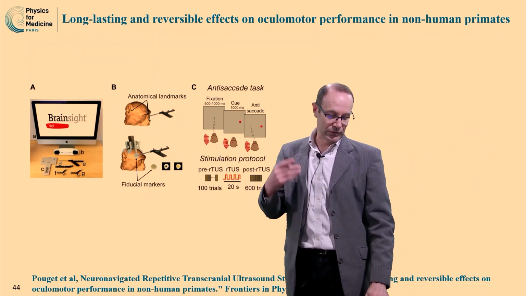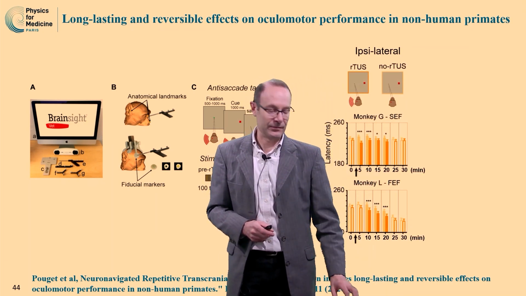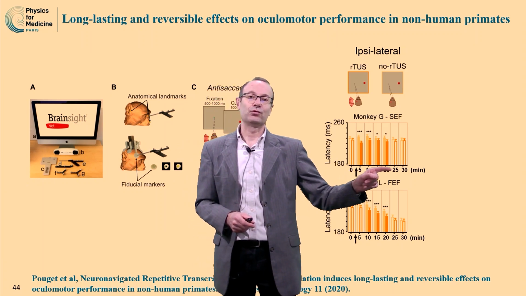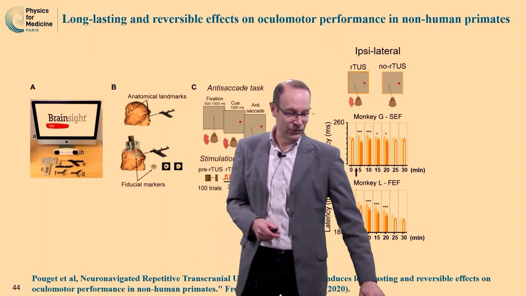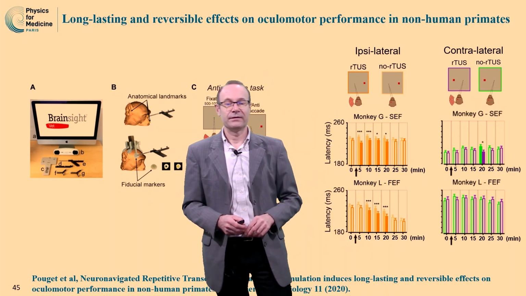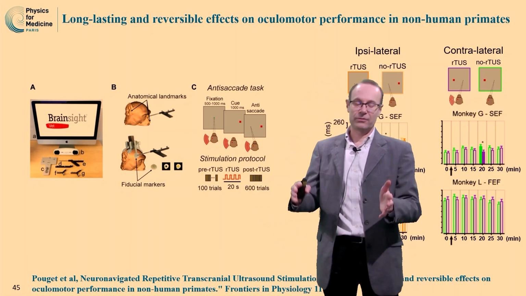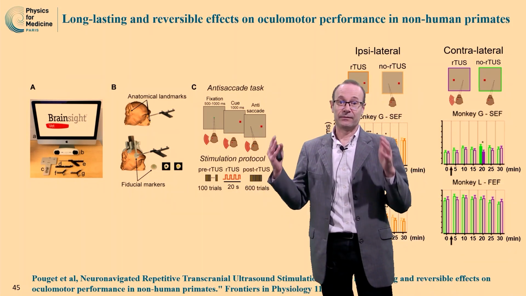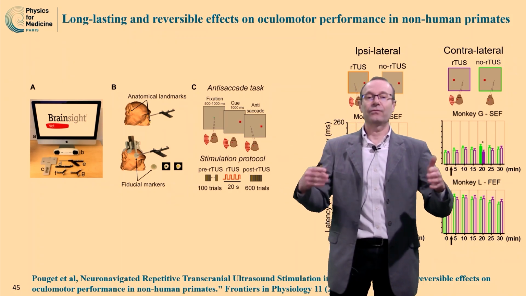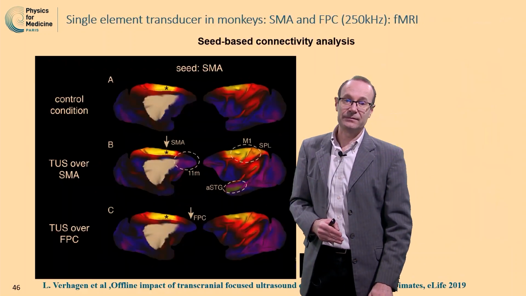And when we do so, and when we do the anti-saccade technique, we see that this time the effect is not lasting a few seconds, but it is lasting actually 20 minutes. And again, we see an effect in the ipsilateral direction, no effect in the contralateral direction. But it opens the way to other applications where now we can induce a sustained effect. So we can measure the effect for a long period of time. For example, we can measure brain activity.